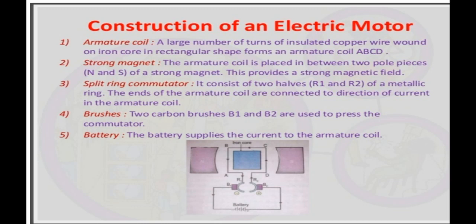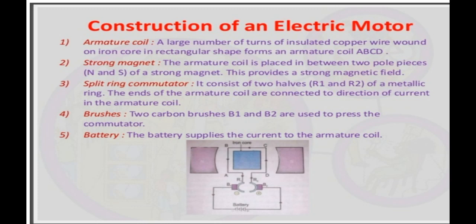First one, it is an armature coil. Armature coil is a rectangular coil, consists of a large number of turns of insulated copper wire wound over a soft iron core. As you can see in the figure, A, B, C, D is your rectangular armature coil.